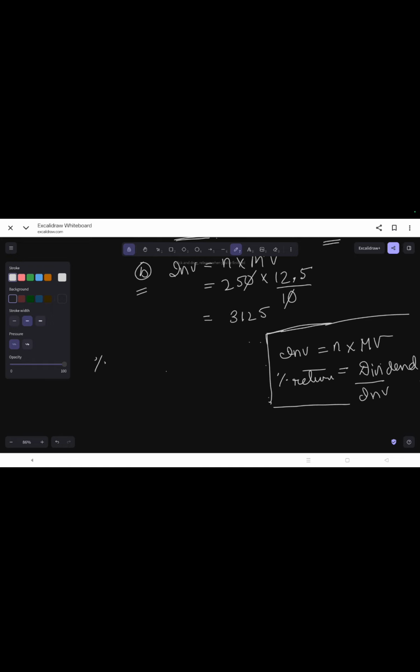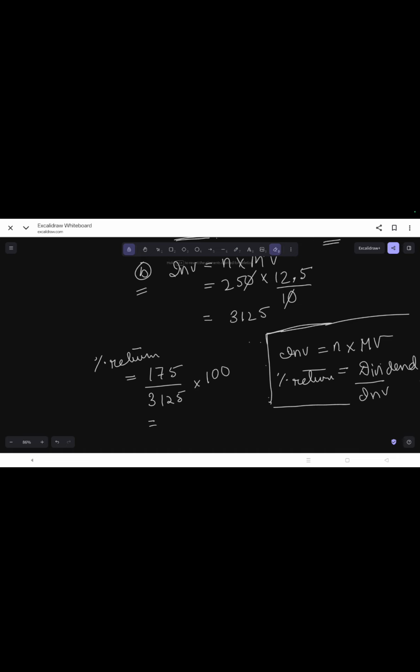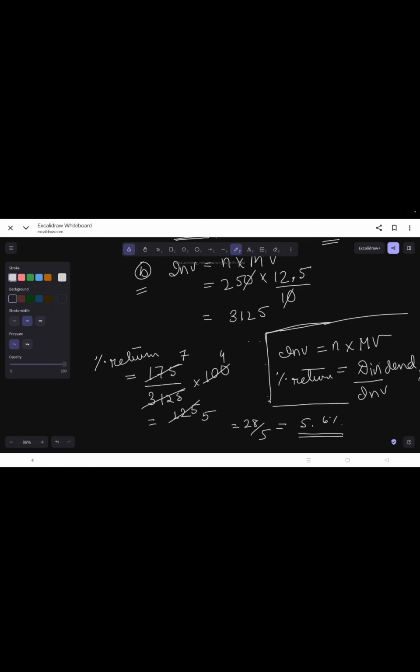If this is the investment, what is the percentage return? It is dividend, which is 175, you found it at the first step, divided by investment into 100. Checking by calculation, 175 is divisible by 25, which gives 7, and 3125 is also divisible by 25, which gives 125. Then 700 and 125 are divisible by 25, giving 28 by 5, which is nothing but 5.6%. Understood? It's simple, no?